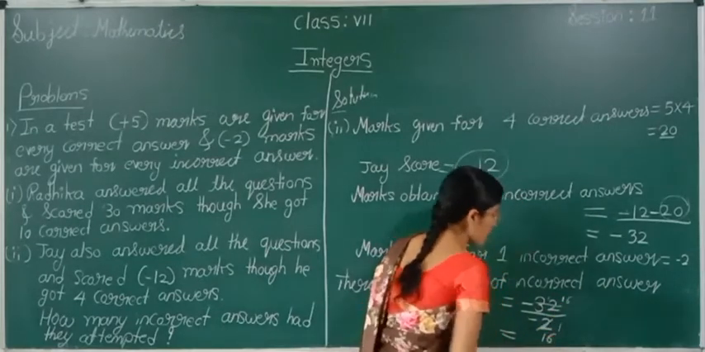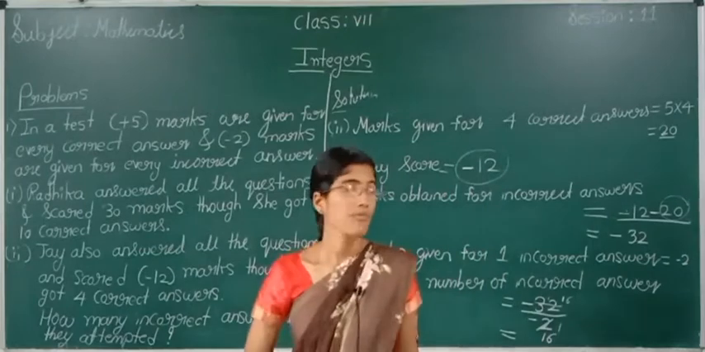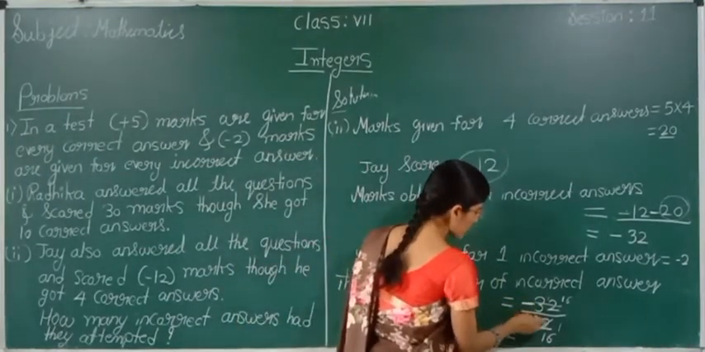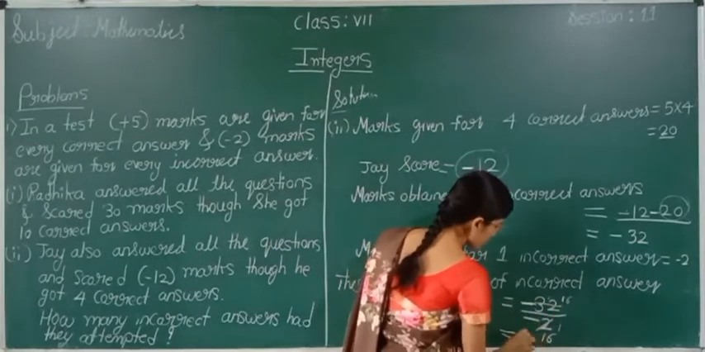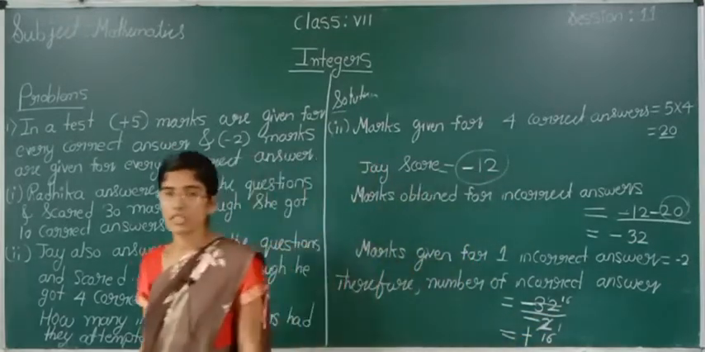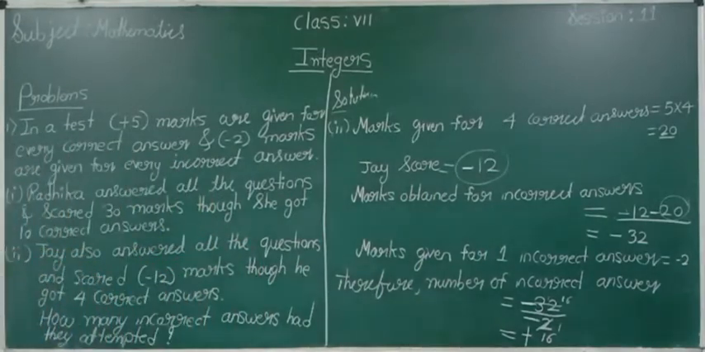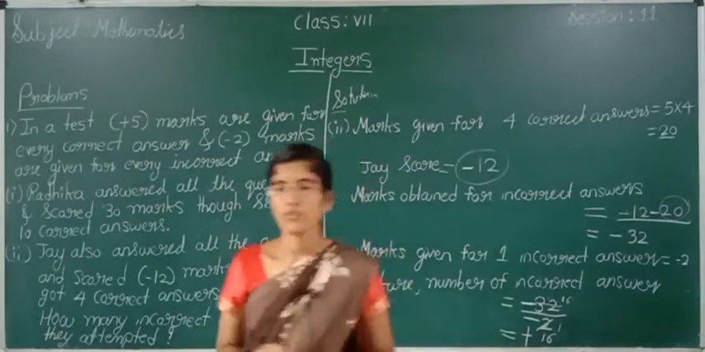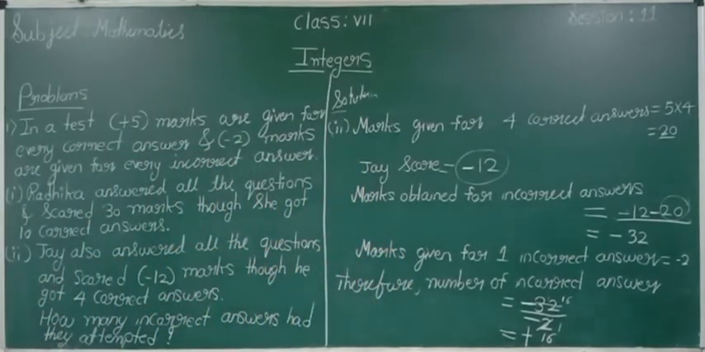Okay. Now see here, when we divide two negative integers, we will get the answer as a positive integer. Yes or no? This is the way we are going to solve the problem. Now we will see the second problem.